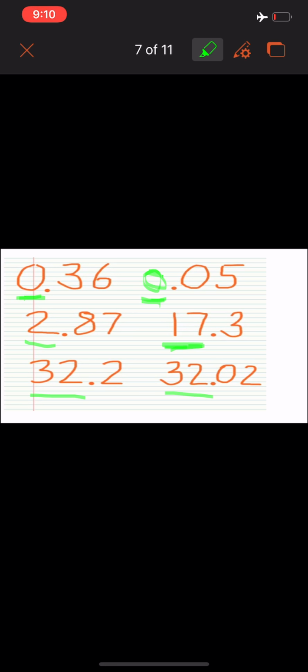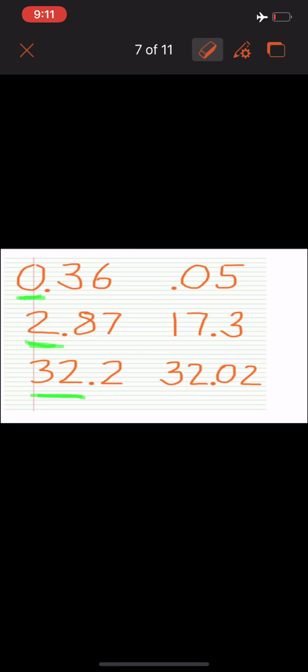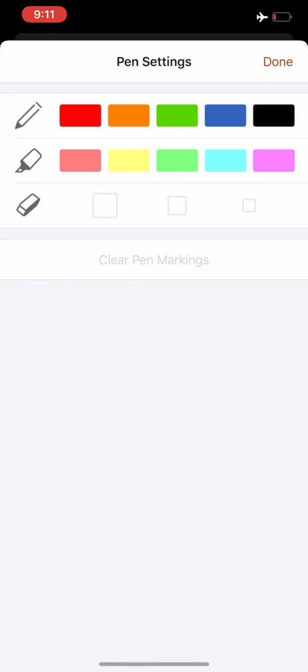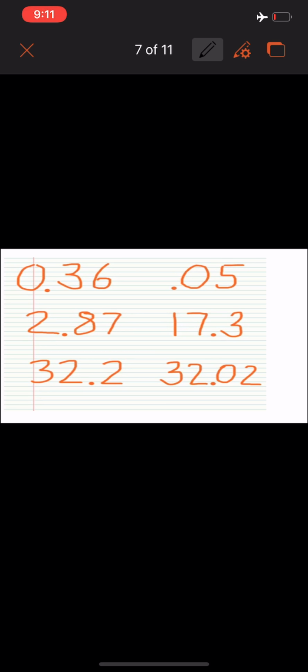What do I have here? 17. What do I have here? 2. All of these decimals are greater than 1. This one, 32. This one, 32 also. Right? So let's try to read. Let's try to read the first one. Okay, let's choose this one.